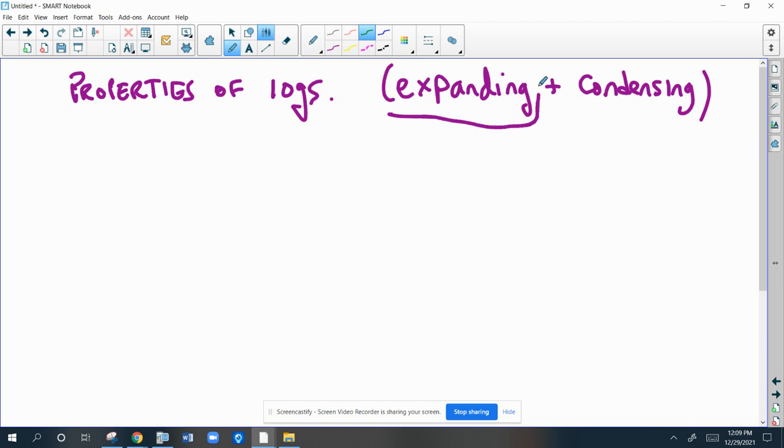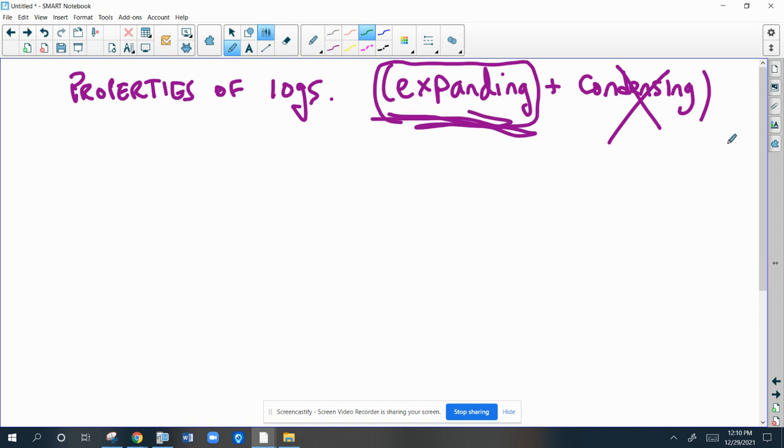Especially for derivatives, we're going to be expanding. Condensing is not going to help us in derivatives because it's going to make the problem harder. It's going to bring in quotient and product rules that you don't want. But expanding is going to do just the opposite. It's going to allow us to avoid product and quotient and chain rules. So in this video, I'm just going to go over expanding.